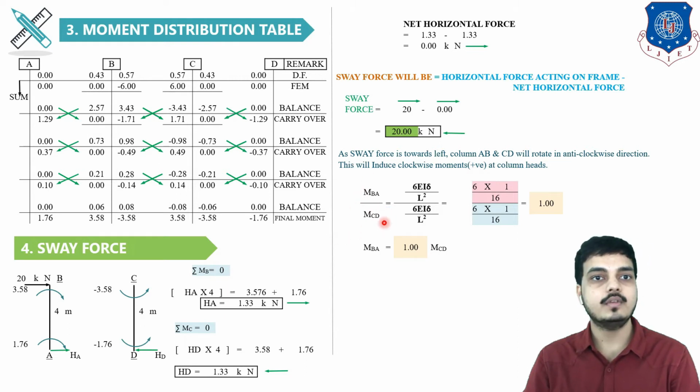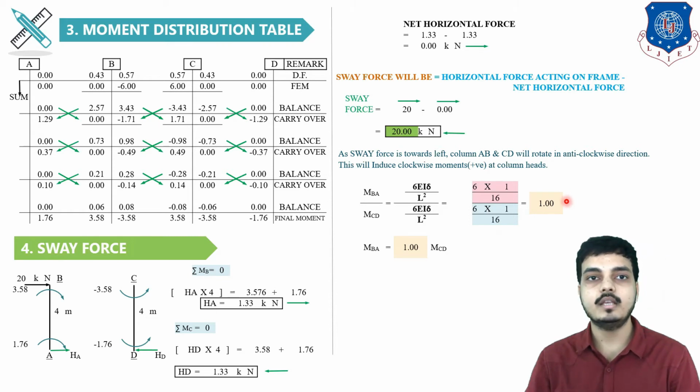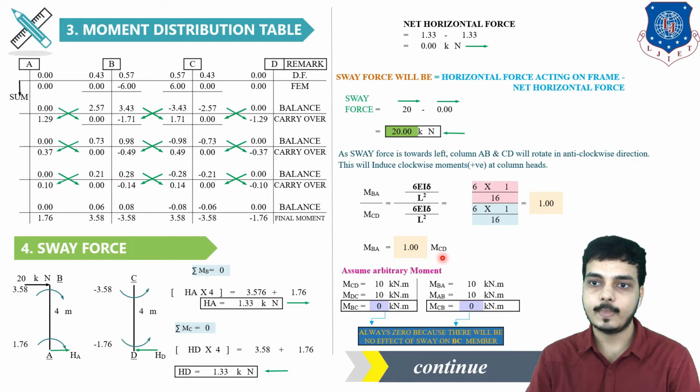So we have to find the ratio as we have learned in the previous session about sway force calculation. The ratio of the column heads, MBA moment to MCD moment, equals, if the far end is fixed, 6EI delta by L square upon 6EI delta by L square. Both far ends are fixed. EI will cancel out. In place of delta we are keeping 1. So 6 by 16, 6 by 16. Ultimately the ratio of both moments is coming 1. Every time it can't be 1, but here it is coming 1. In the next sum we will have another value. So MBA is nothing but 1 times MCD. The ratio is coming 1.